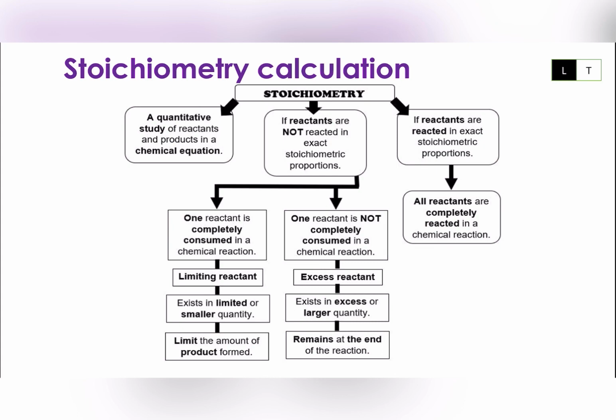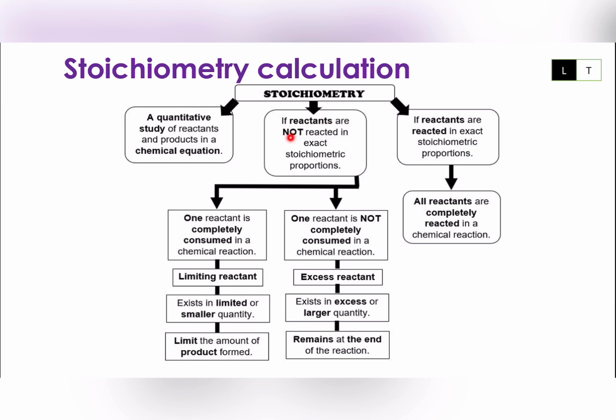So I put here a mind map about stoichiometry. It is a quantitative study of reactants and products in a chemical equation. Quantitative means that there is a value for stoichiometry and it depends on the units itself. You have two types of conditions. The first one, if the reactants react in exact stoichiometric proportion, you can accept that all reactants are completely reacted in a chemical reaction.